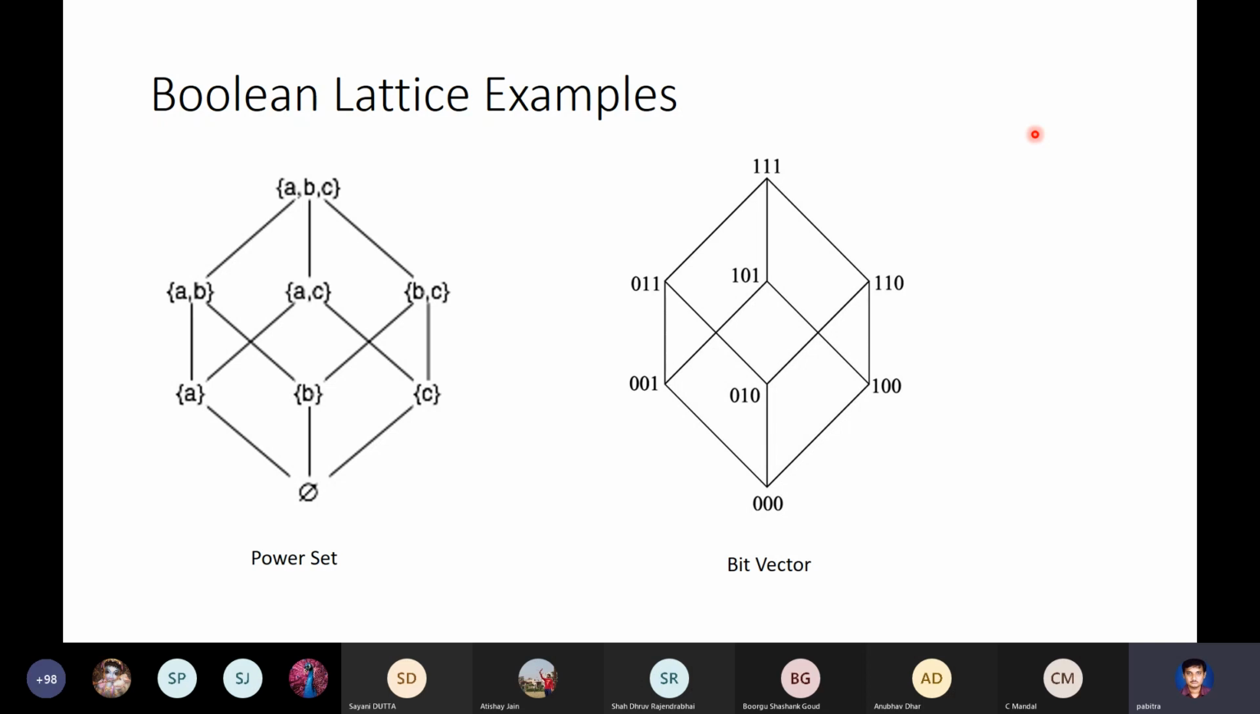Can you tell what is the partial order relation here in the bit vector Boolean lattice? A number is a submask of another number. What is the meaning of submask? All the zeros are zeros, but some of the ones can be zeros. A is a submask of B if all the zeros in A are also zeros in B, and some of the ones.